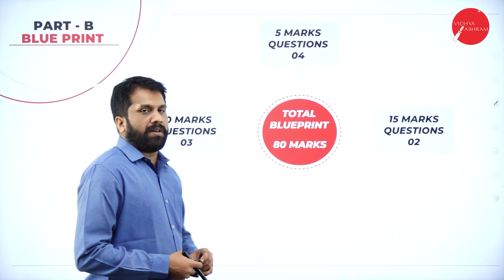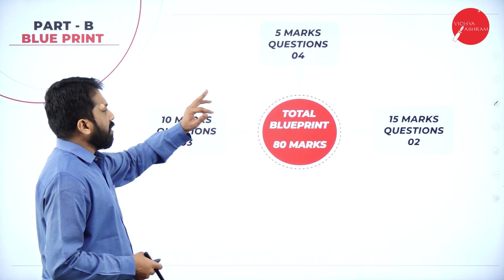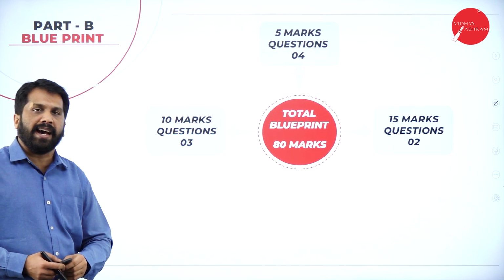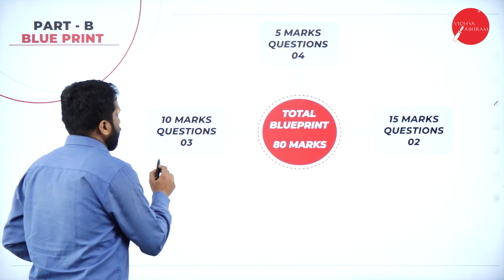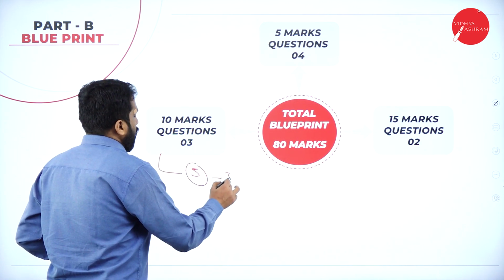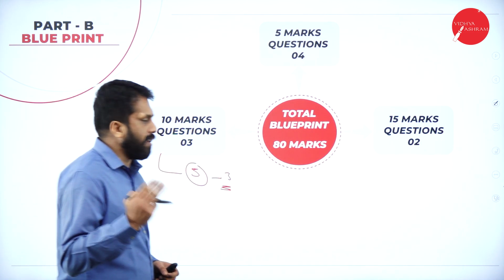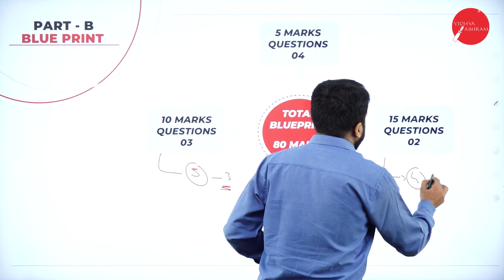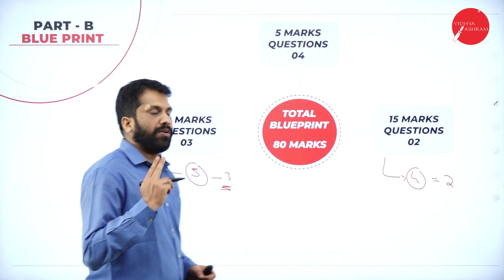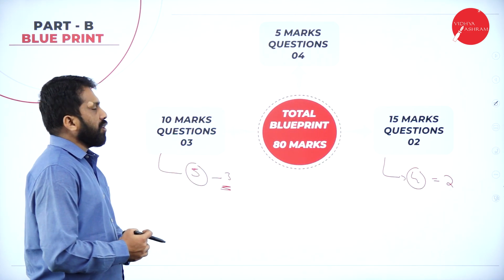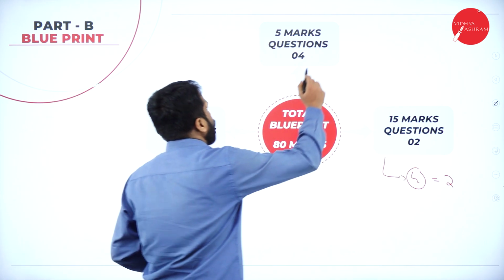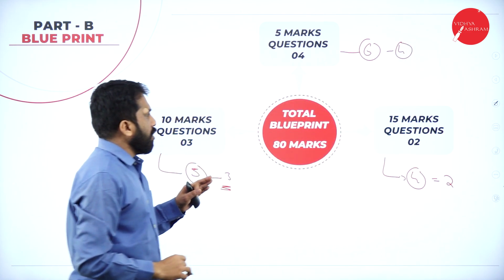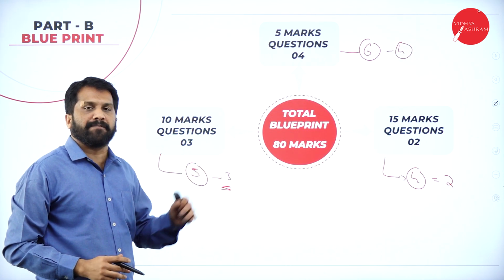This is your question paper pattern. For 5 marks there will be 4, 15 marks 2 and 10 marks 3. In your examination, they will give you 5 questions of 10 marks, out of which you are supposed to attend any 3. Your 15 marks, they will ask 4, and out of 4 you are supposed to attend any 2. In your 5 marks, out of 6, you are supposed to attend any 4. You know well about this question paper pattern.